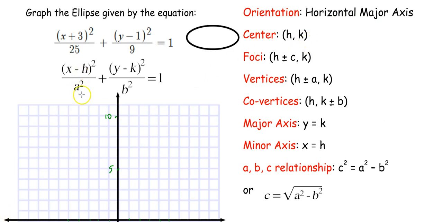We know this because our a square is under (x minus h) whole square. That's the reason we can say that we have a horizontal major axis. Now let us identify what is h, k, a and b.